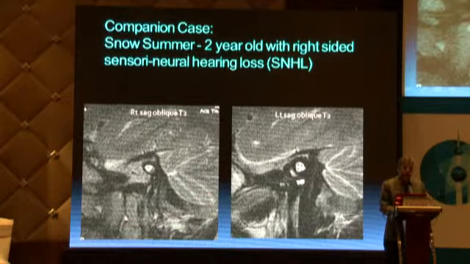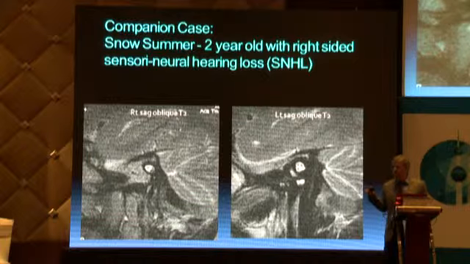And this is a very interesting patient. Actually her name is Snow Summer, very unusual name. It was a false name given to a VIP patient, but that's how it's listed in our PACS stations. And you cannot identify this patient even if you try to find it.